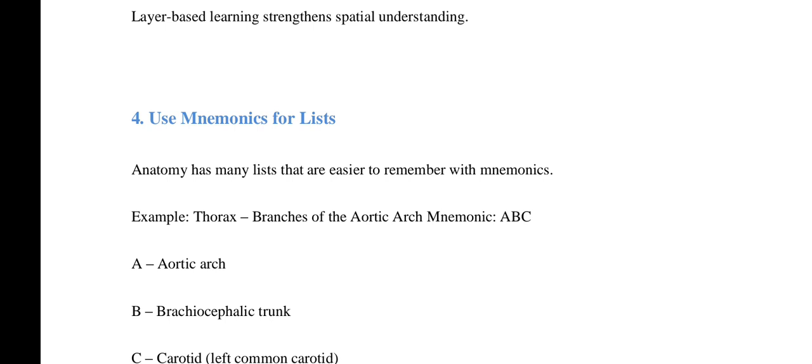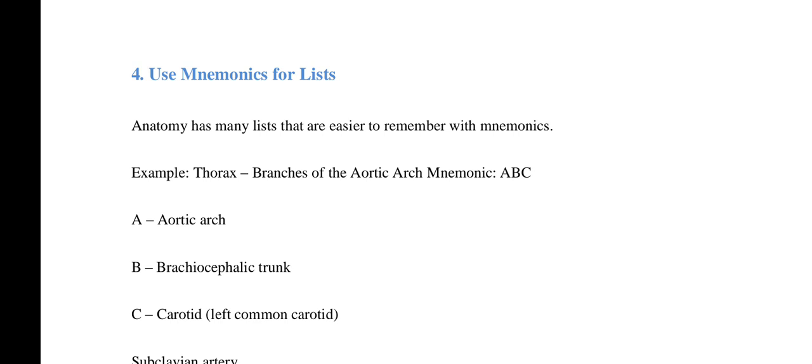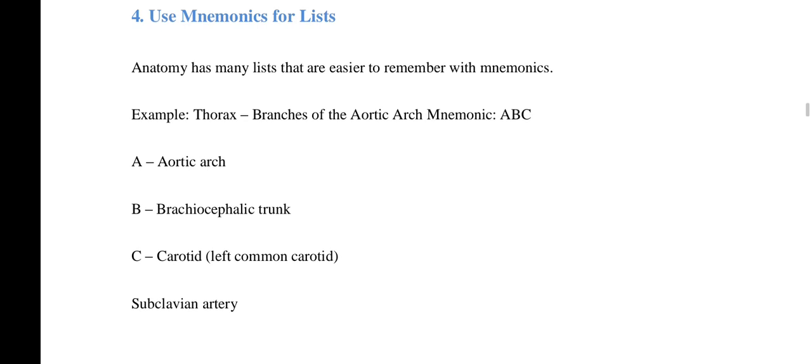Because anatomy will have a lot of listing. For example, in the thorax, the branches of the aortic arch, the mnemonic for it is ABC. A for aortic arch, B for brachiocephalic trunk, C for carotid, or the left common carotid. So ABC is one way to remember the branches of the aortic arch.